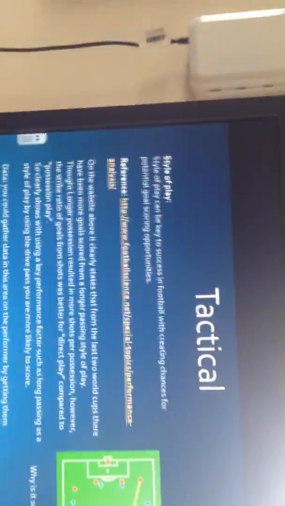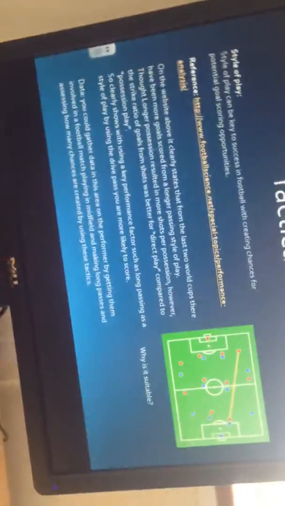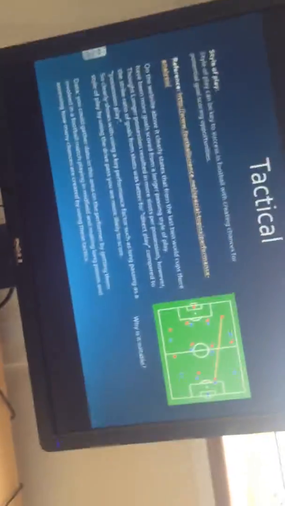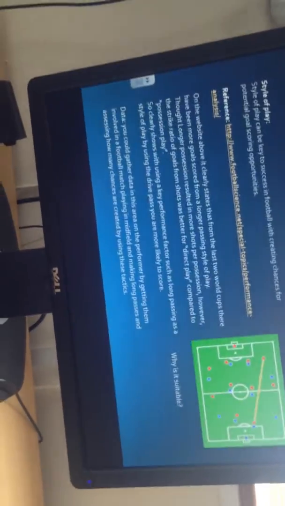As you can see, we have tactical. Within tactical, you have a style of play. A style of play can be key to success in football, with creating chances for potential goal scoring opportunities. That's exactly what teams want. Teams want the most successful way to be able to get the ball to the other end of the pitch and score goals. That is the key part in football.